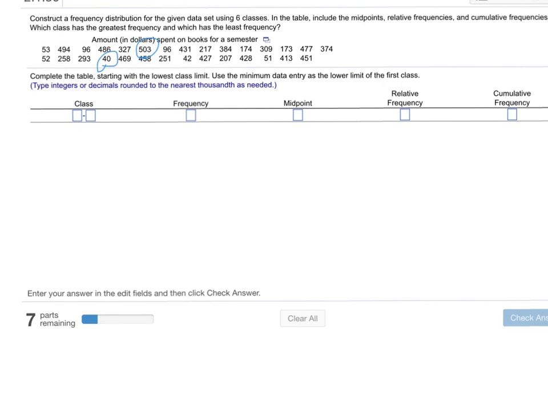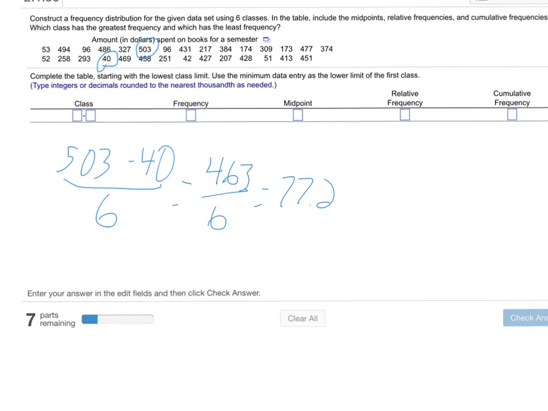I need to find their difference. So 503 minus 40, and we want 6 classes. Up here it says 6 classes, and so that gives me the denominator. So 463 divided by 6. That's 77.2. So I took the largest value minus the smallest, over the number of classes. And then you always round this up. So I'd round that up to 78.